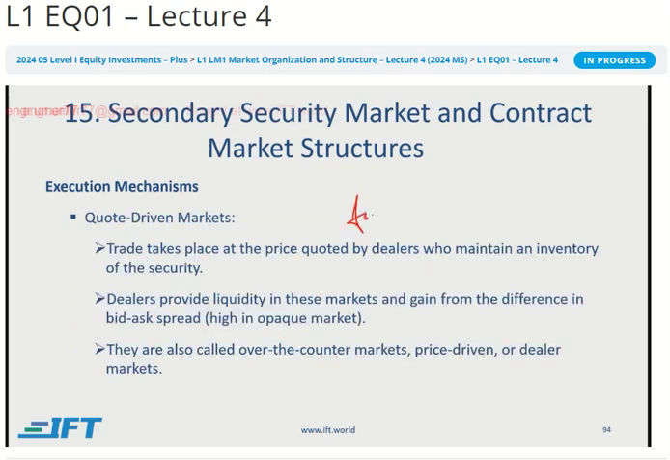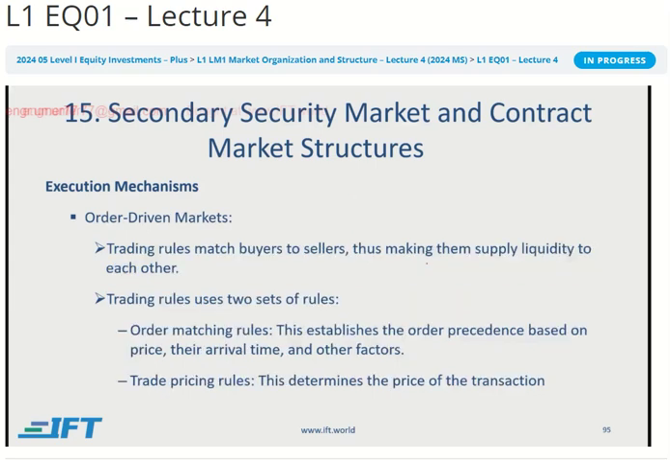Right? So quote-driven markets, this is like, for example, Forex, the big dealers, the big banks who have the inventory of these currencies, they will have a certain quote for the bid and ask, and the spread is how they make money. The lower the spread, that's a liquid market. The higher the spread means an illiquid market. Order driven, I think you already know about that very well. There are rules. Of course, the pricing rules you are already aware of in terms of the bid and ask and order book and everything.